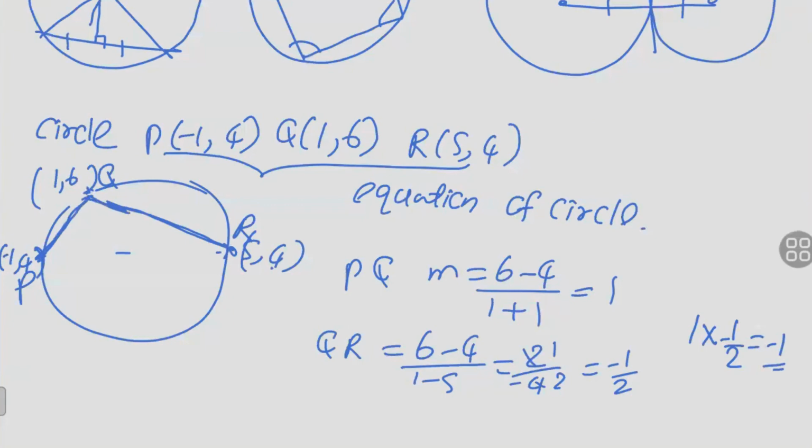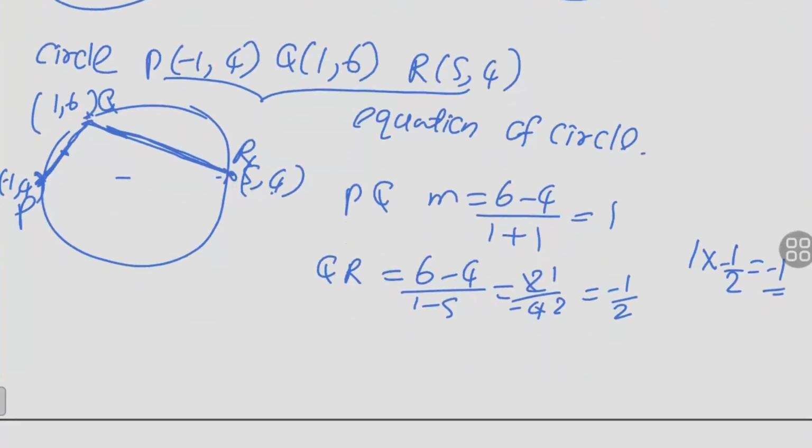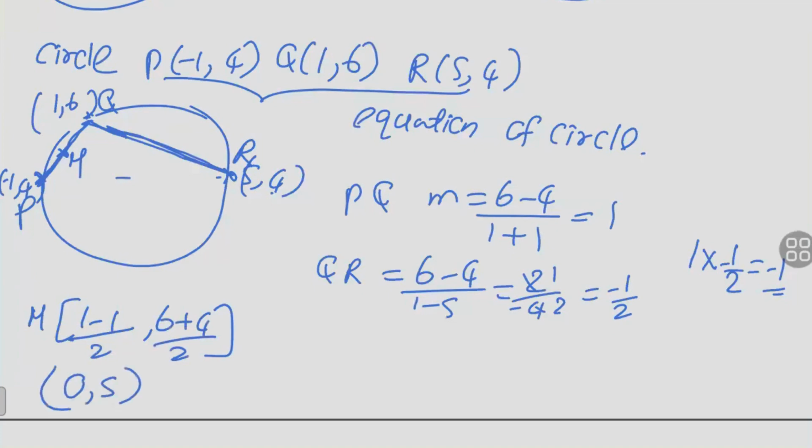That means we can't easily get this one, so we can use other theorems. We can check the PQ midpoint, whether it's a chord, using the chord theorem. So we find the PQ midpoint. The M coordinate is (1 minus 1) divided by 2, (6 plus 4) divided by 2. So you are getting (0, 5). This is the midpoint coordinate.